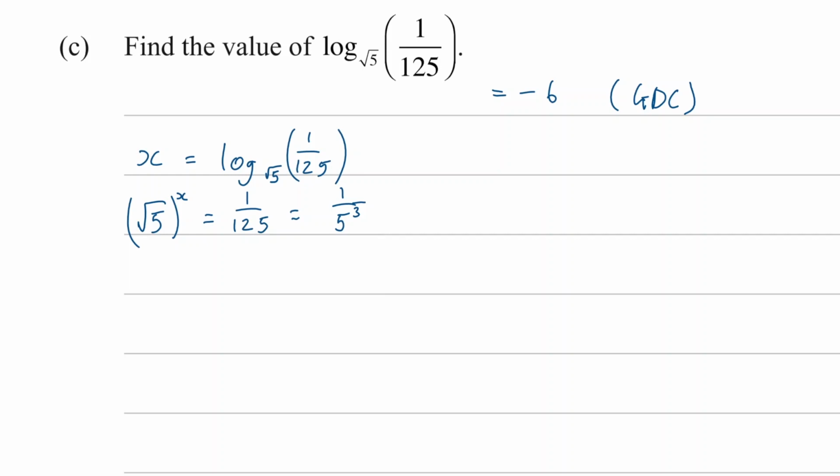So on the left-hand side, a square root just means to the power of a half. So 5 to the power of a half is the same as square root 5. And on the right, 1 over 5 to the power of positive 3 is the same as 5 to the power of -3. Right, so I negated the power, but I inverted it.